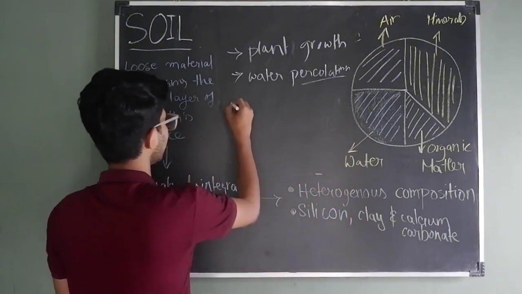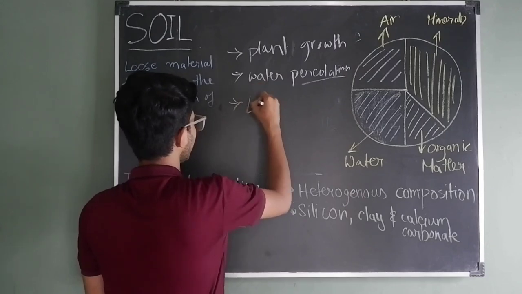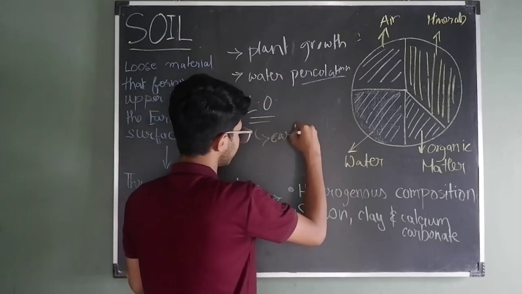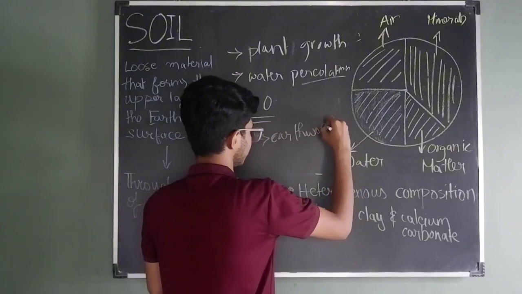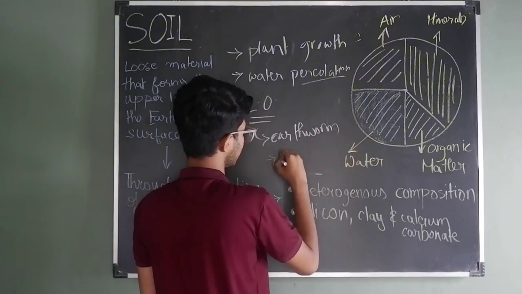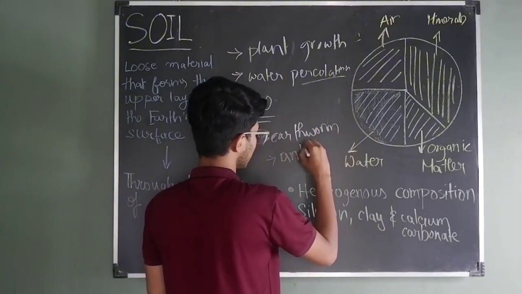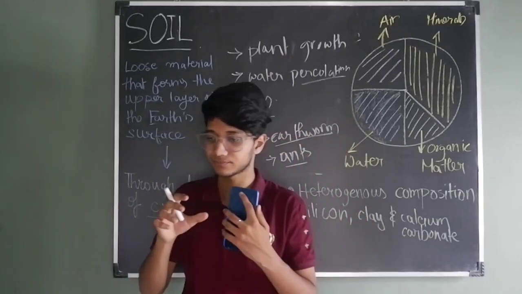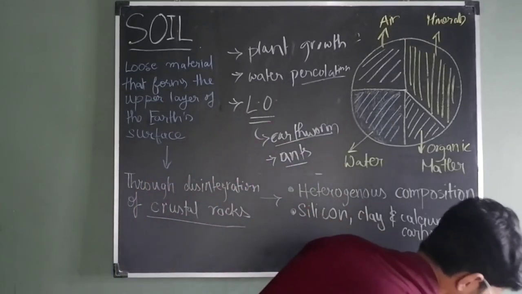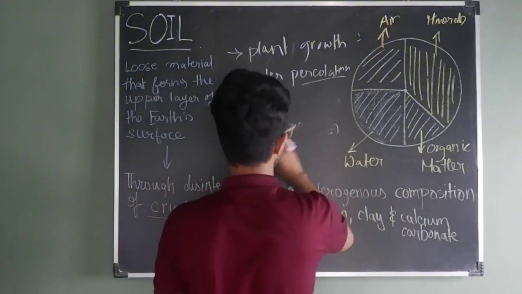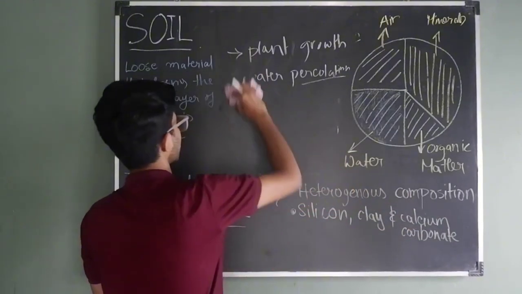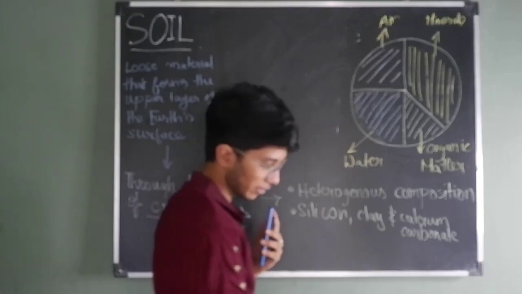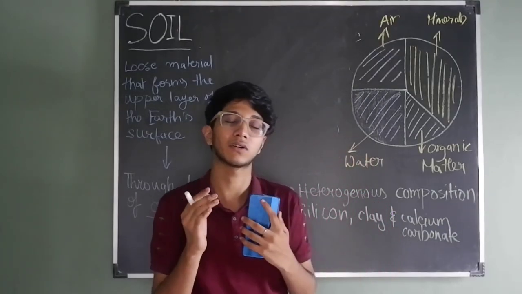And the third important thing is the living organisms, okay? Like earthworms, okay? Then we have ants. These are the creatures that always rely on the presence of soil. They also contribute a lot to the formation of soil. So, keeping that in mind, the next thing we are going to talk about is the formation of soil.